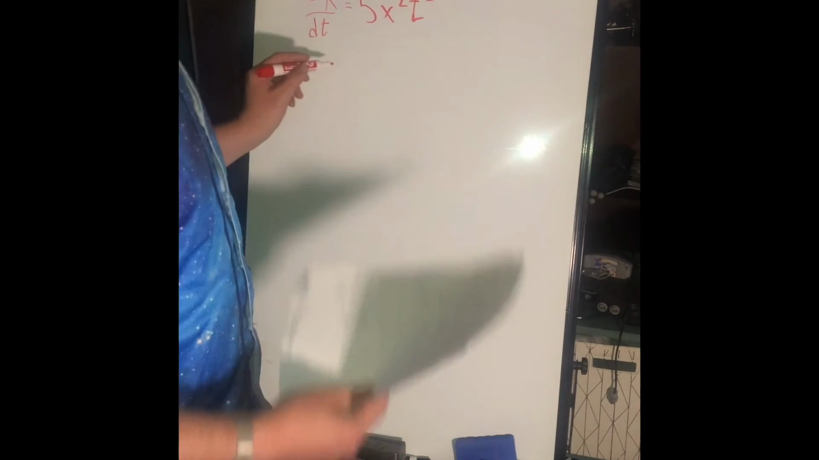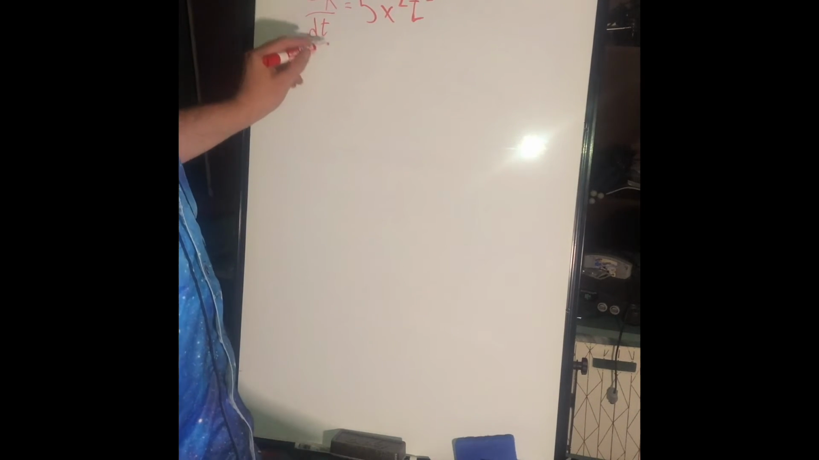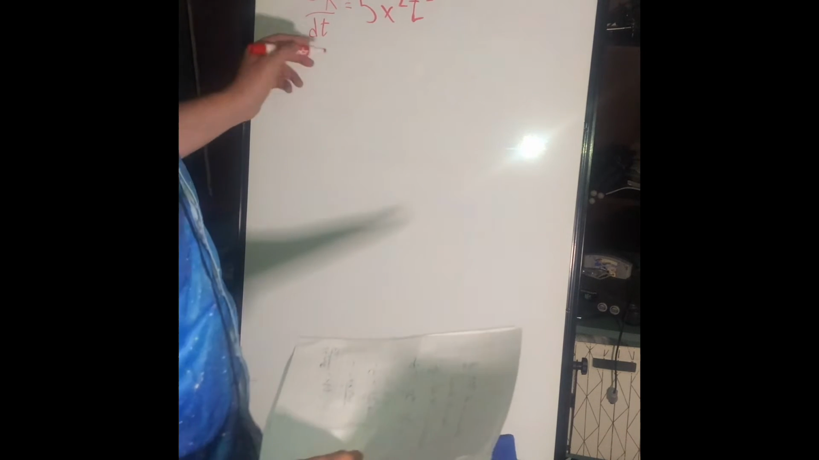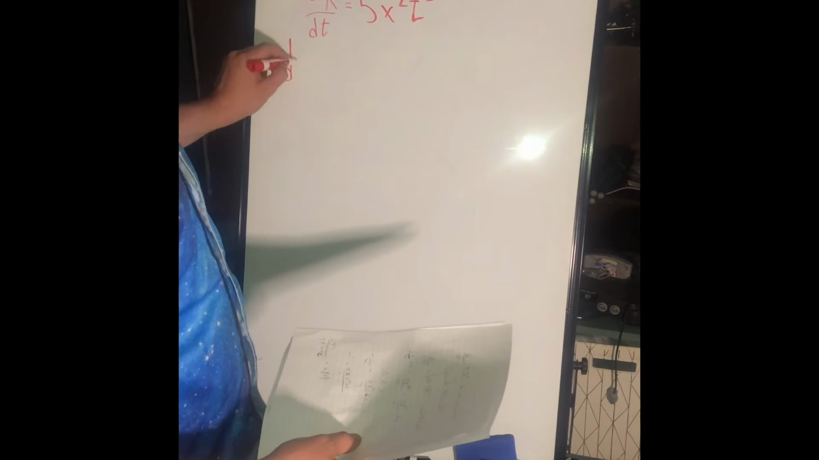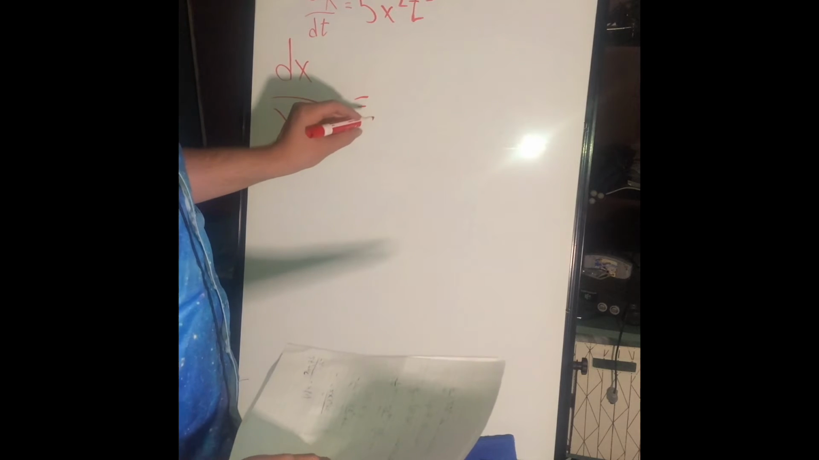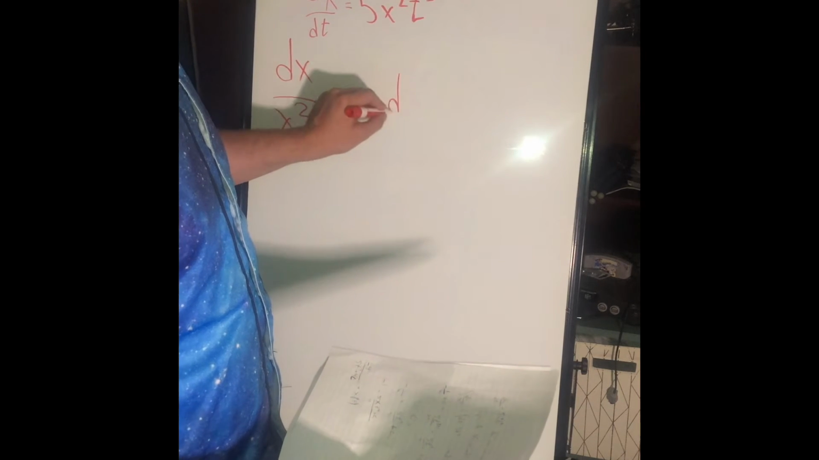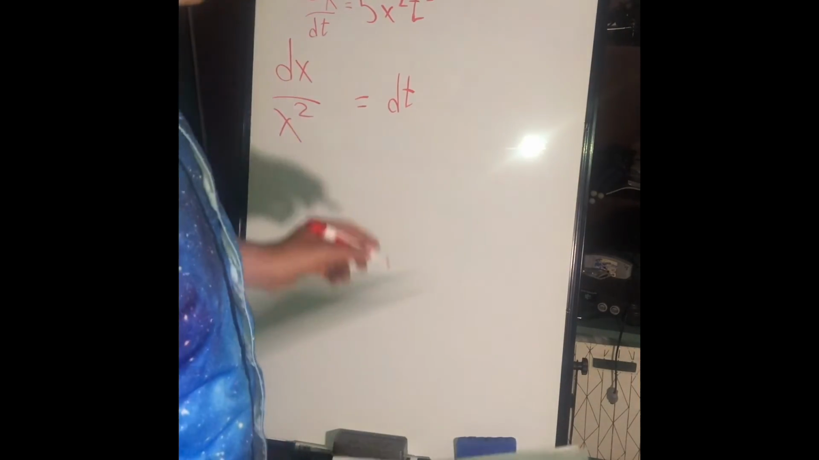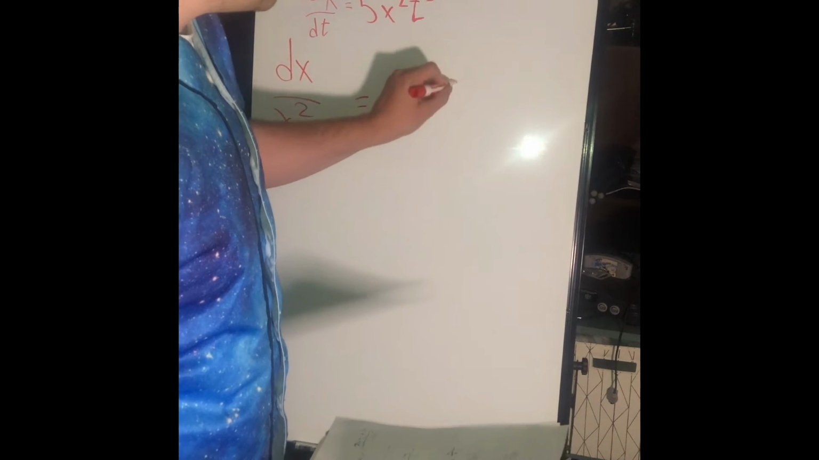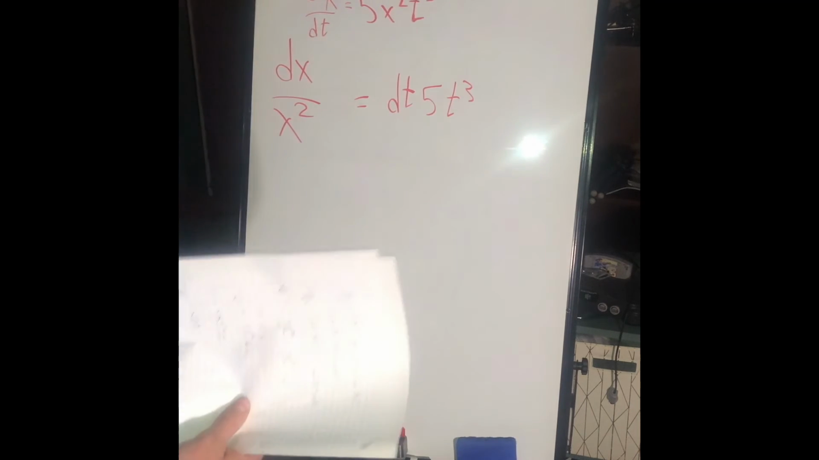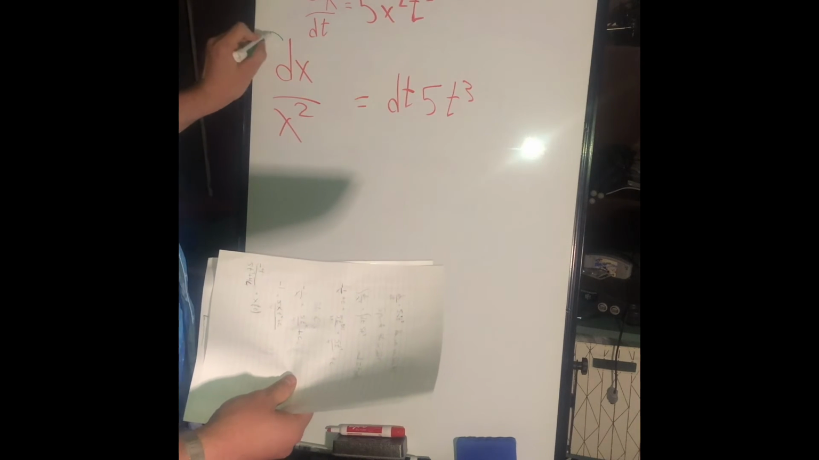So I want to solve dx over dt is equal to 5x squared t cubed. First step is to separate the variables. dx over x squared equal to 5t cubed dt. I keep dropping my marker. And now we just integrate.